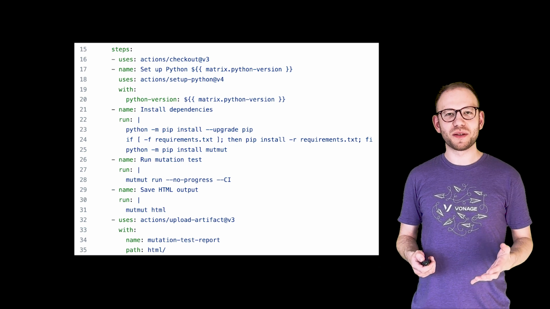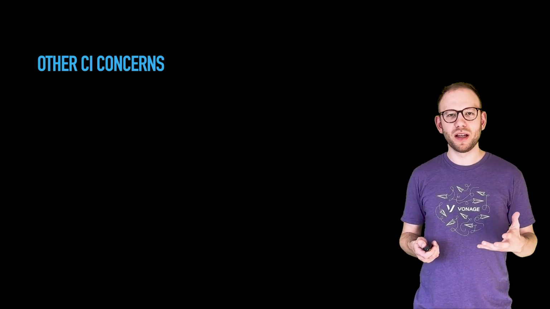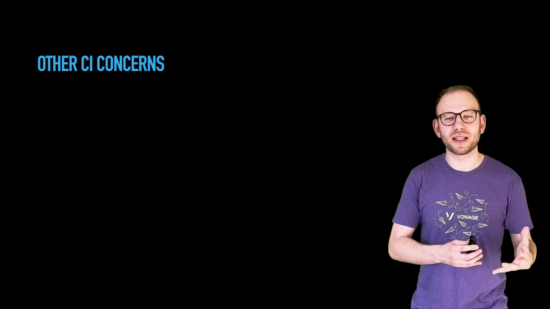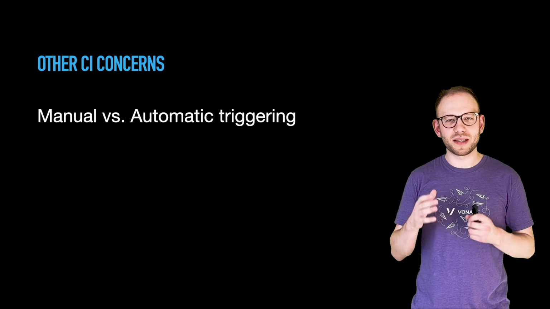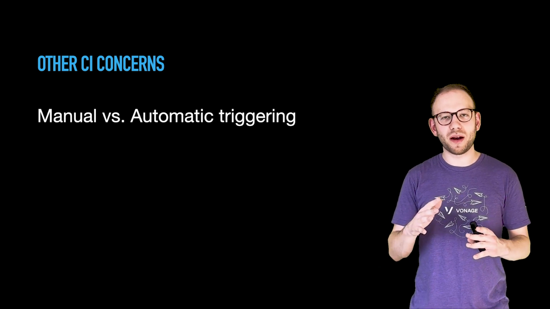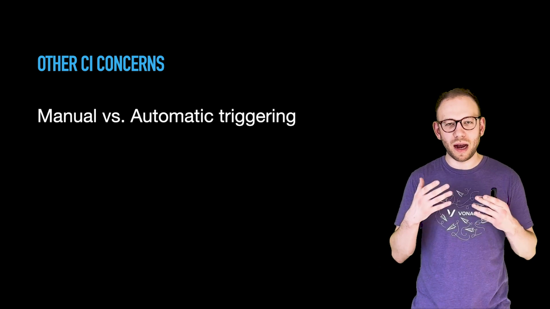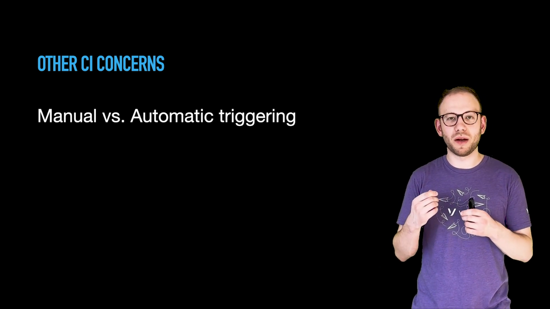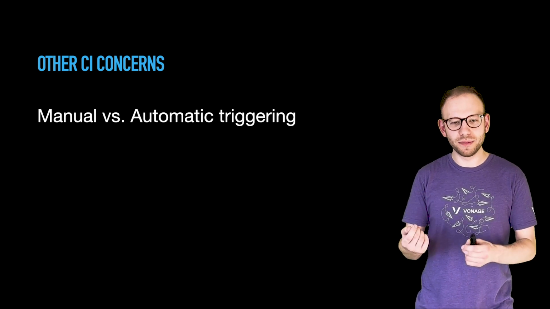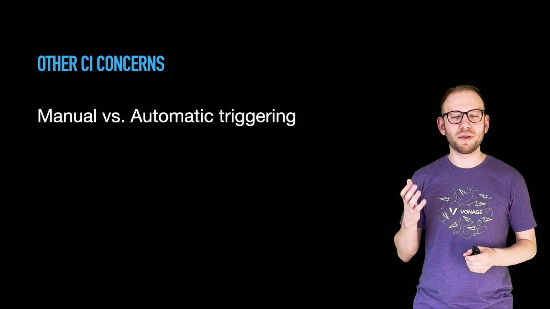So what other concerns do we have about CI? What other things do we want to think about? Well, first of all, you want to think about manual versus automatic triggering. So I personally like to run these things manually because I don't want this to be part of a PR process where it needs to get a certain score to be approved. I want to run this when I've added something new that might change things, or I might need an insight into my code. You can run it automatically if you want, but just be aware that you don't have to.